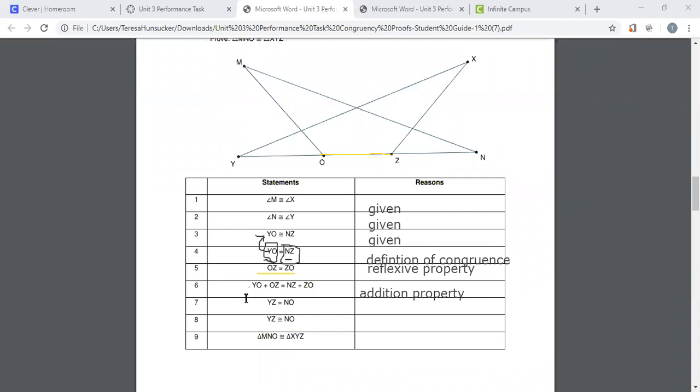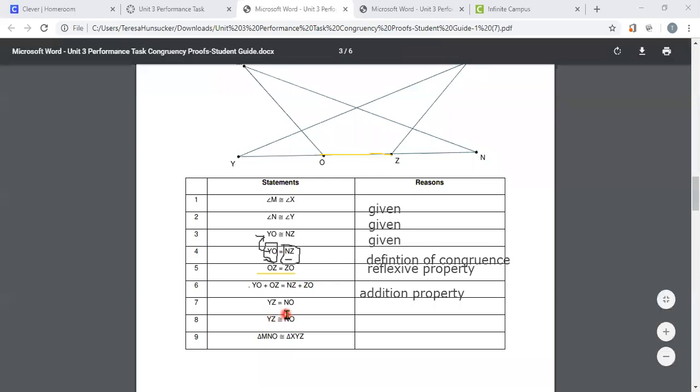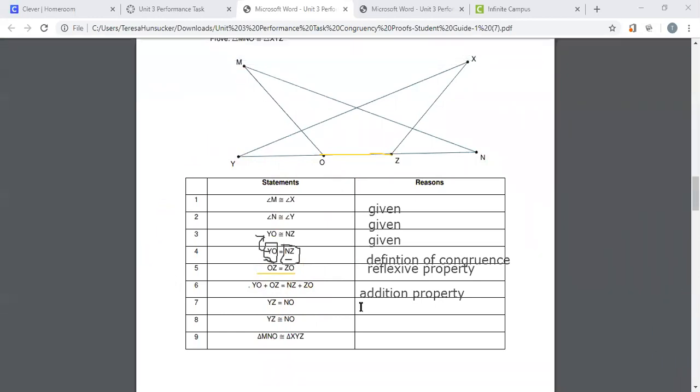Now statement 7 takes the sum of YZ and NO. So, I'm sorry, YZ and OZ. So if you add YO and OZ, that's YZ, right? And if you add on the right NZ plus OZ, you will get NO, the total length. So that's the segment addition postulate. You can add the lengths together to get the whole. So that's segment addition.